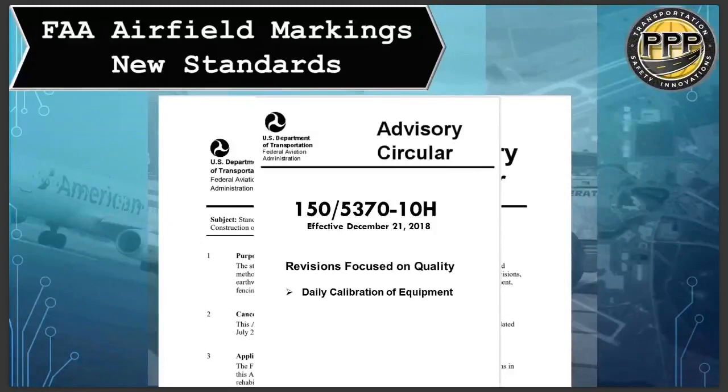I think speaking in general about the entire document and speaking to the authors, their revisions were really focused on improving quality and the product that resulted from these projects. Just a couple highlights that were added were daily calibration of equipment. The FAA is really focused on getting these applications to be their best and doing continuous inspection, having a good QC or QA program in place during application. And then finally, they define this maintenance criteria, and we'll look at this newly defined maintenance criteria in detail in the next couple slides.